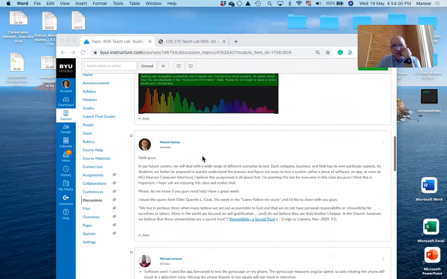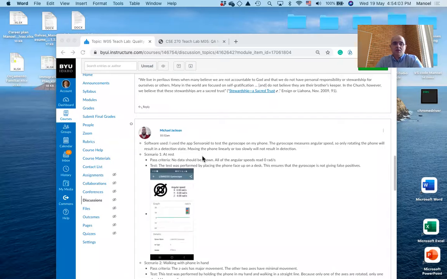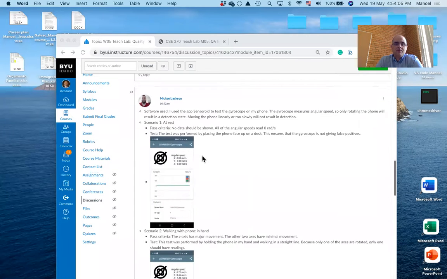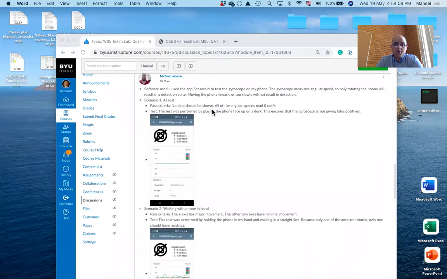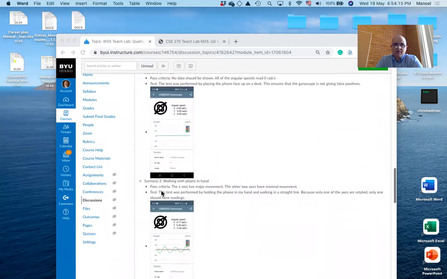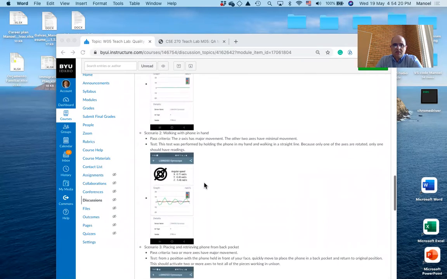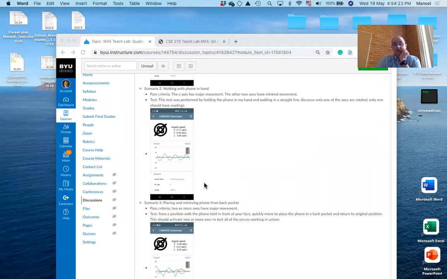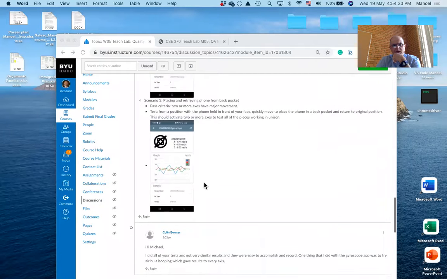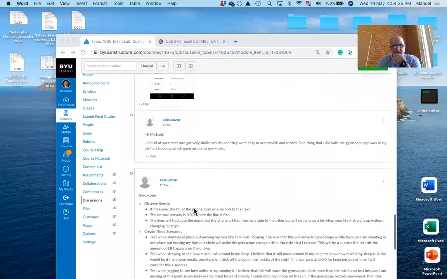Let's see another one. You can see on the discussion board this one from Michael. It's really good. He decided to test the gyroscope, and we have three scenarios here. First scenario at rest. Second scenario is walking with the phone in hand, and the third scenario was placing and retrieving the phone from the back pocket. And then you guys can comment here, like this one.